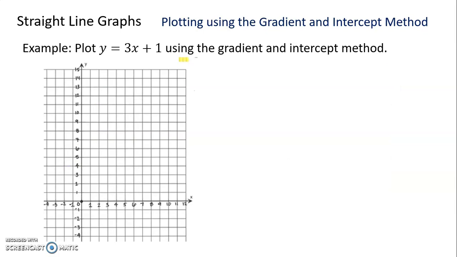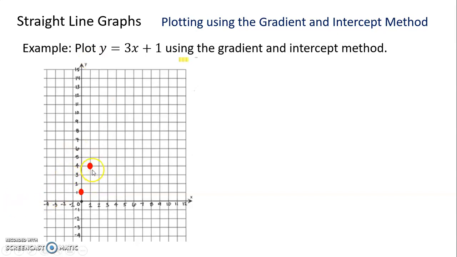Okay, so how can we use this to plot our straight lines? Here we're being asked to plot the line y equals 3x plus 1 using the gradient and intercept method. First of all, we can look at this equation and read off the intercept, which is plus 1. That tells me that my line is going to cross the y-axis at plus 1. So the first thing I'm going to do is plot a point there. My gradient here is 3, and that tells me that for every 1 along the x-axis, I go up 3. So I'm going to go 1 along and up 1, 2, 3. And that's where my next point's going to be.